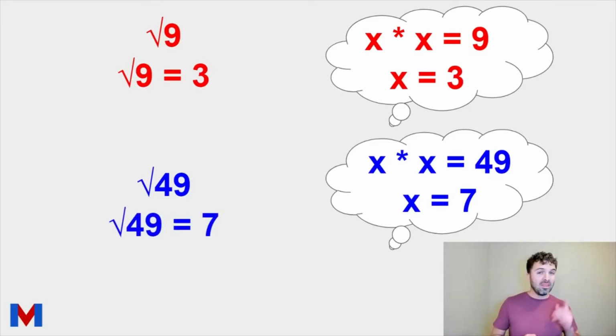Just so you know, these two here, the square root of 9 and square root of 49, are called perfect squares because their square roots are whole numbers. They're really nice to work with. But sometimes you don't get these perfect squares. You don't get these nice numbers that you're working with.